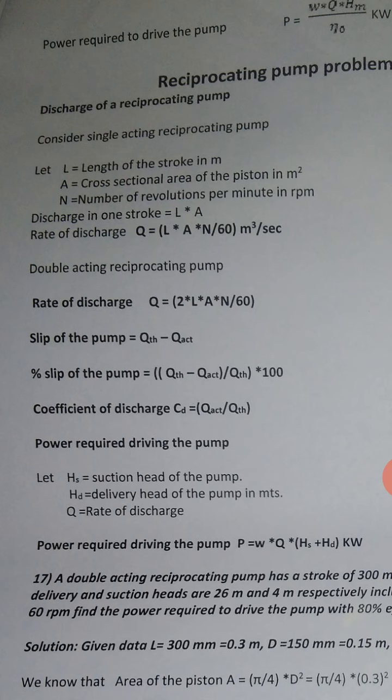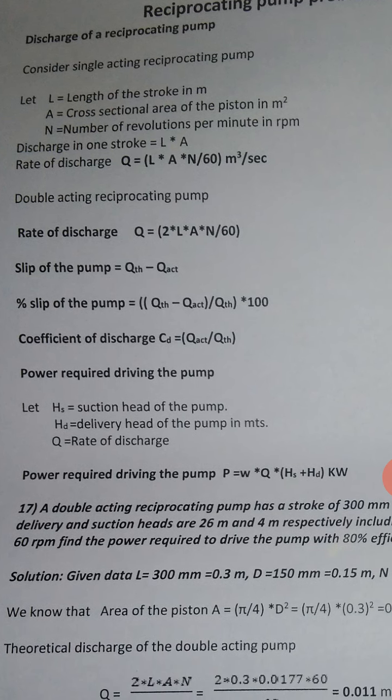Power required to drive the pump, where HS is the suction head of the pump, HD equals the delivery head of the pump, and Q equals the rate of discharge. The power required to drive the pump equals WQ into bracket HS plus HD, in kilowatt.